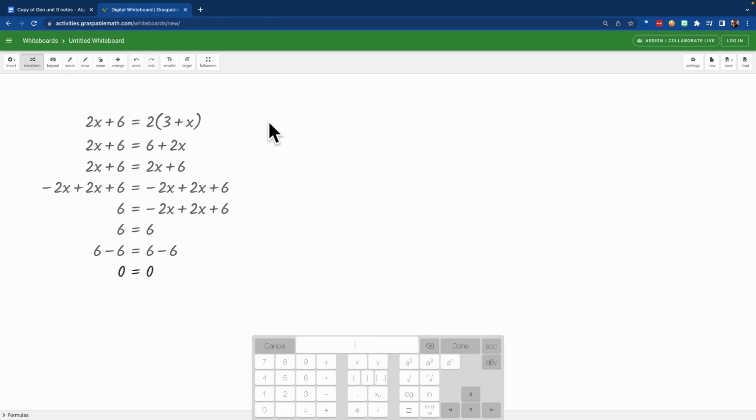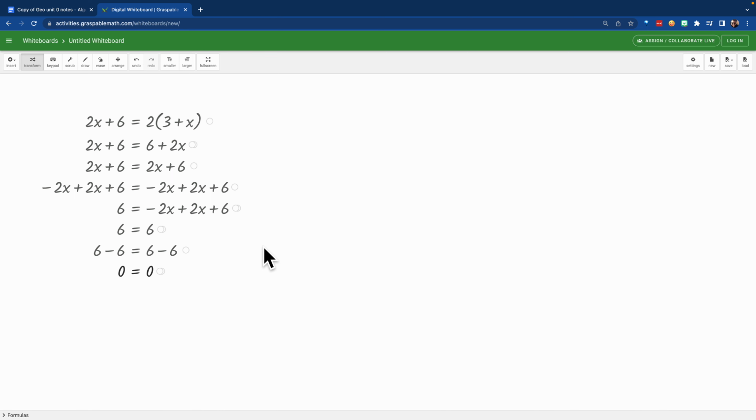plug in for x. Another example of that, like where it says 2x plus 6 equals 2x plus 6. Let's say I plugged in some random number, like 2 times 7. 2 times 7 plus 6 is going to still be 2 times 7 plus 6. No matter what I plug in on one side, it's going to be the same on the other. So this is always true.